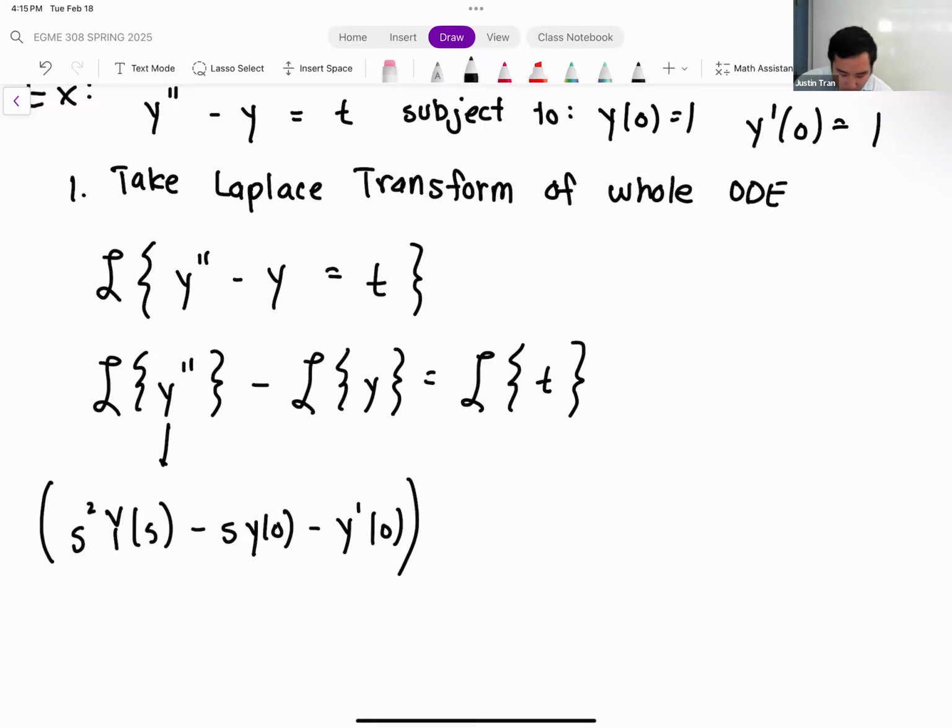Notice, we don't know what the Laplace transform of y is, so I'm just leaving it as a generic Y of s. That's what we're going to solve for, through the algebra that we're going to do after this. Next, we have a minus sign. Then we have the Laplace transform of just y by itself, so no derivatives here. So this is just going to be Y of s.